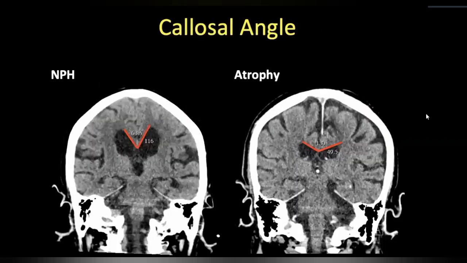Second sign, if you look here, in atrophy, the ventricles are falling like this. In NPH, the ventricles come like this. So here is the callosal angle, which you measure along the ventricle. If it is less than 90, that is acute. So in this patient, it is 63. In this patient, it is 130. So these are the two signs which I use in my everyday practice: effacement of the sulci at the vertex and a narrow callosal angle. There are some other signs too.